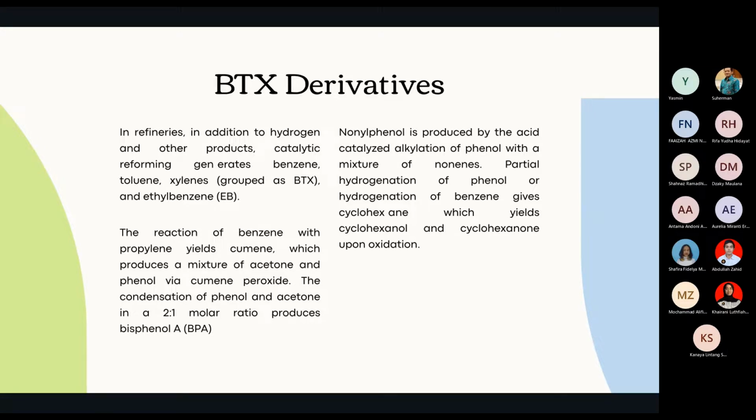Nonylphenol is produced by the acid-catalyzed alkylation of phenol with a mixture of nonenes. Partial hydrogenation of phenol or hydrogenation of benzene gives cyclohexane, which yields cyclohexanol and cyclohexanone upon oxidation.